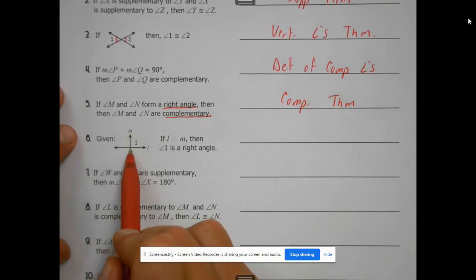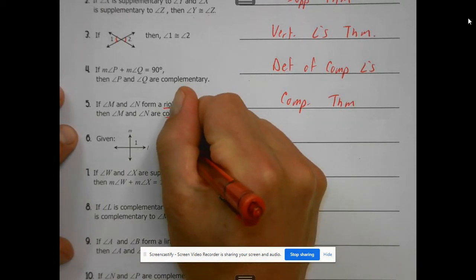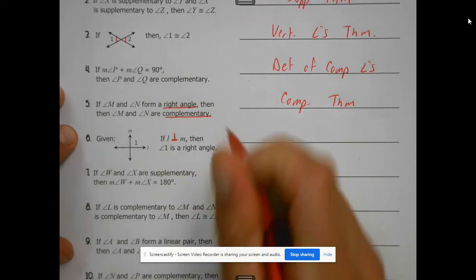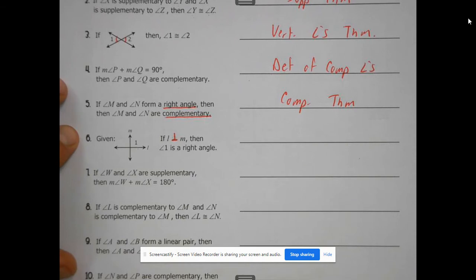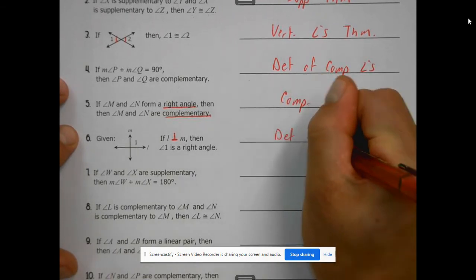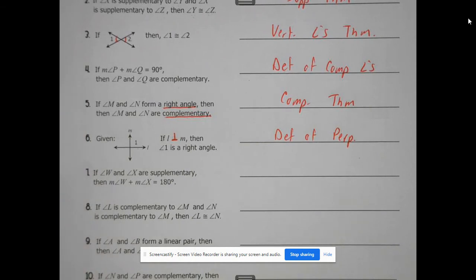Number 6, check out the picture. You have perpendicular lines right here, right? This is missing a symbol right here. It should be perpendicular. The upside down T is your symbol for perpendicular. All right. Definition of perpendicular. We will not use that one very often.